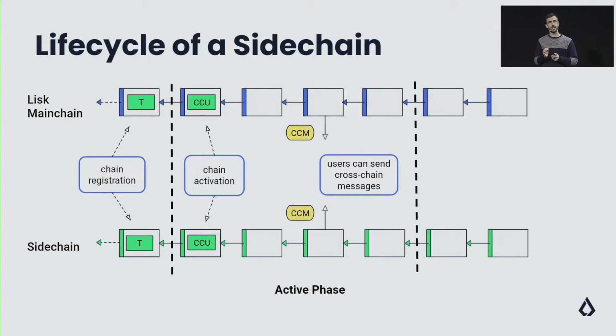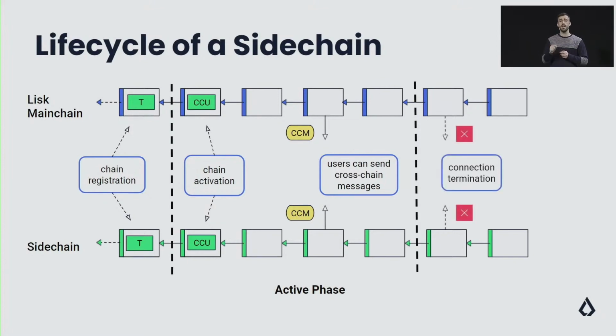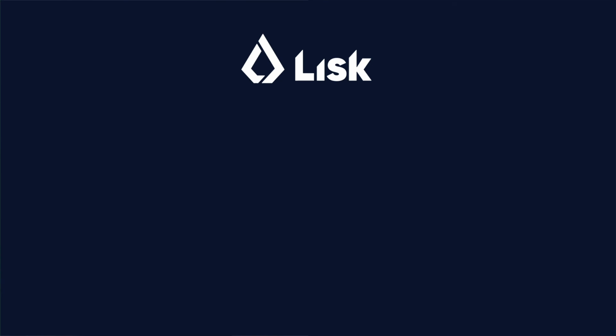Okay, we said that if the sidechain is doing things right, it should be in this active phase forever. But certain things can make the sidechain terminated. The important requirement that we saw is the liveness requirement, that we need one cross-chain update posted on the Lisk mainchain per month. Otherwise, the sidechain will be terminated. But for users, this is not a big problem, because users can always recover tokens, NFTs, whatever, with these sidechain recovery transactions that we just presented. And that's it. Thank you very much for listening.